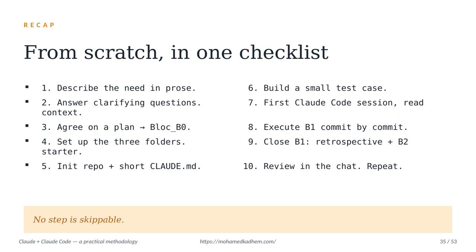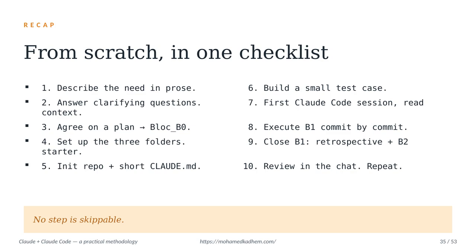To recap the from scratch method: 1. Describe the need in prose. 2. Answer the clarifying questions honestly. 3. Agree on a high-level plan, and save it as block 0. 4. Set up the 3-folder layout. 5. Initialize the repository with a short CLAUDE.md. 6. Build a small test case. 7. Start the first Claude Code session and read the context. 8. Execute block 1 commit by commit. 9. Close block 1 with a retrospective and a starter for block 2. 10. Review in the chat. Then repeat for each block.